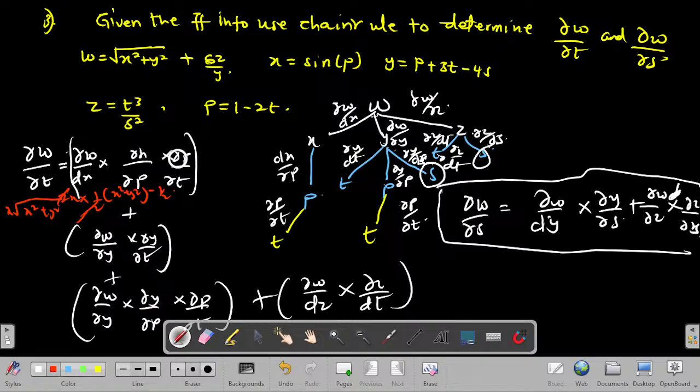Then you do the same for y. The x dp, sorry, the x dp is simply cosine p. Put it there, then go and find the p dt. It's negative 2. Then that is all. You add it to this, and you are good. It's as simple as that.